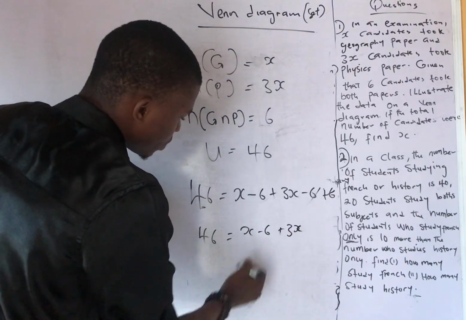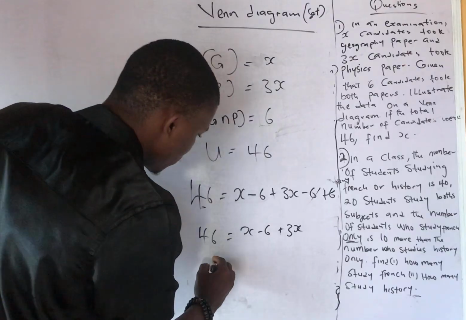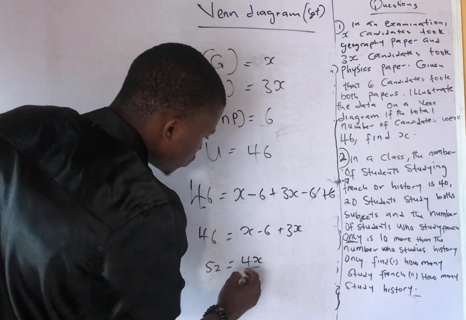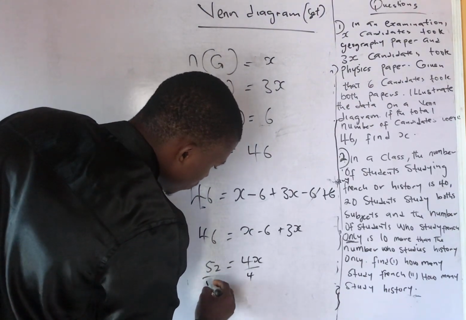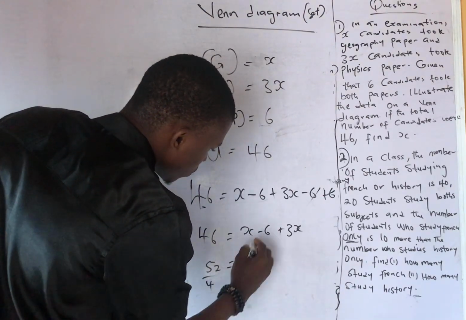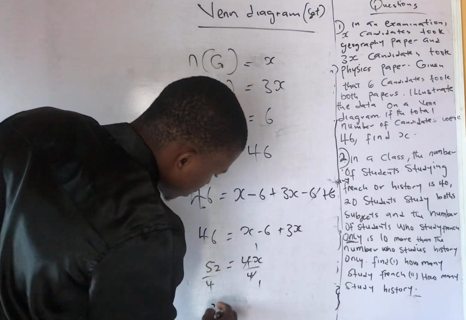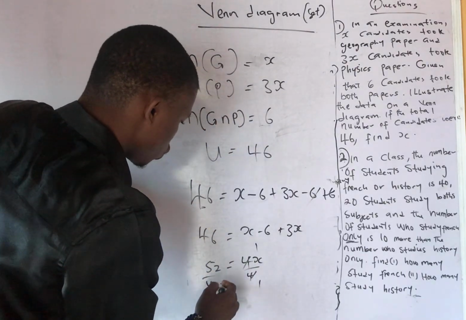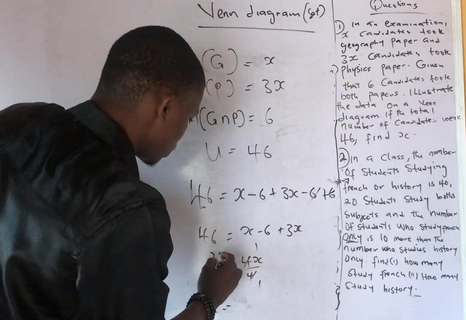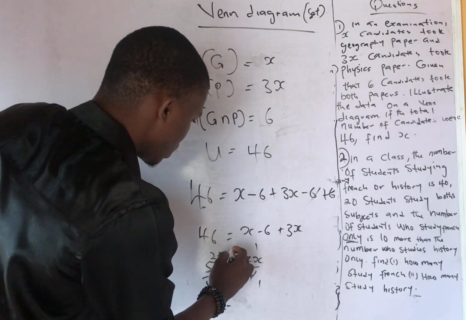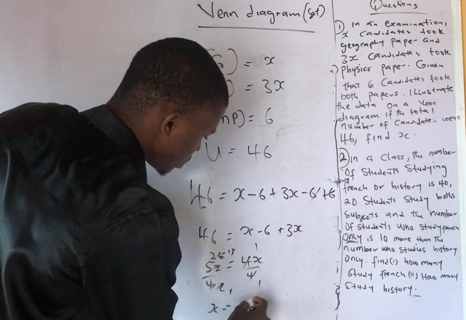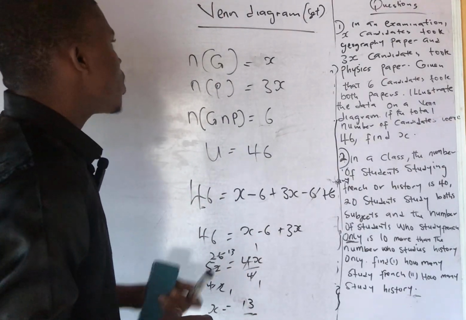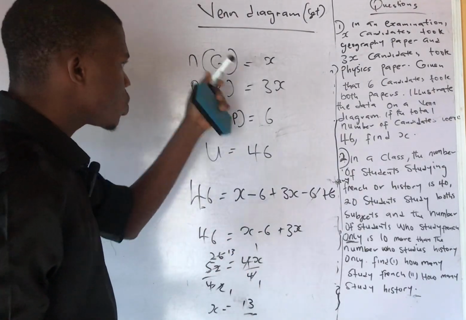Now, if you collect like terms, this one comes here, so now it becomes 52. Then this is 4x. Now, if you divide by 4, divide by 4, 4 here 1, 4 here 1, then x is now equal to 52 divided by 4. Here 2 here is 13, 2 here 1. That means x is equal to 13. Now we've got the value for x.